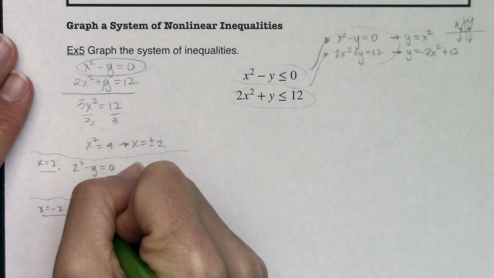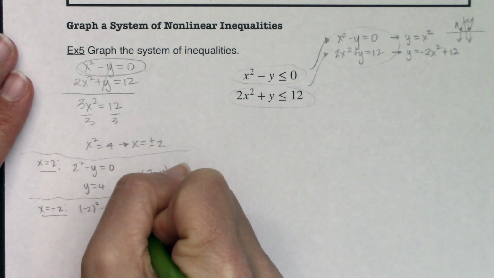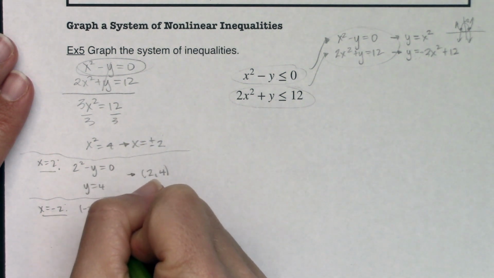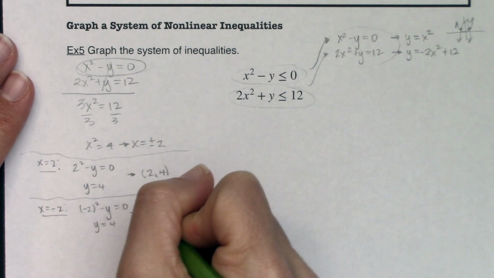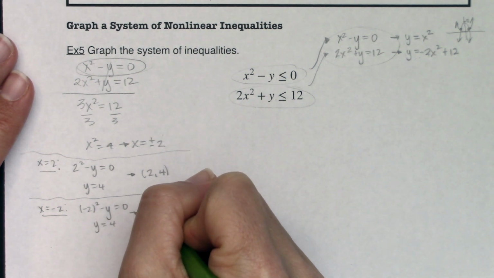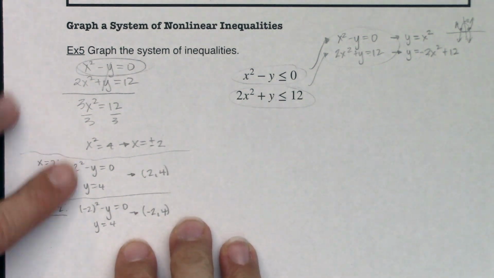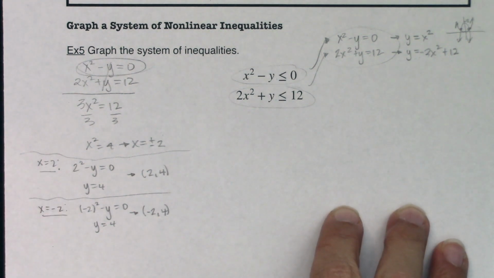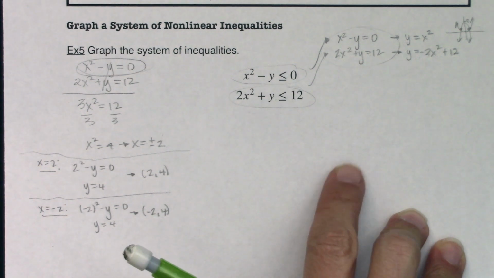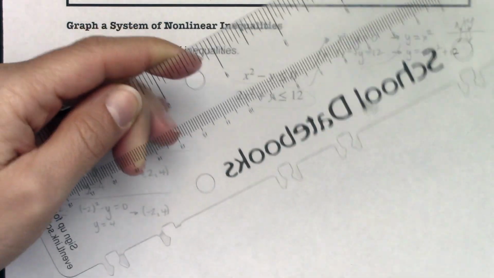So now I'm going to have negative 2 squared minus y equaling 0. I'm still going to get y equals 4. So my other ordered pair, my other point of intersection, is negative 2, 4. And that's just going to help ground me when I go to graph these. And again, if you didn't need these intersection points, okay, I just like to have them.